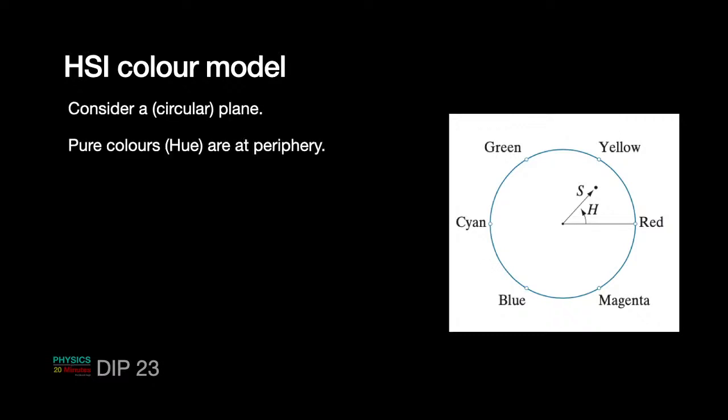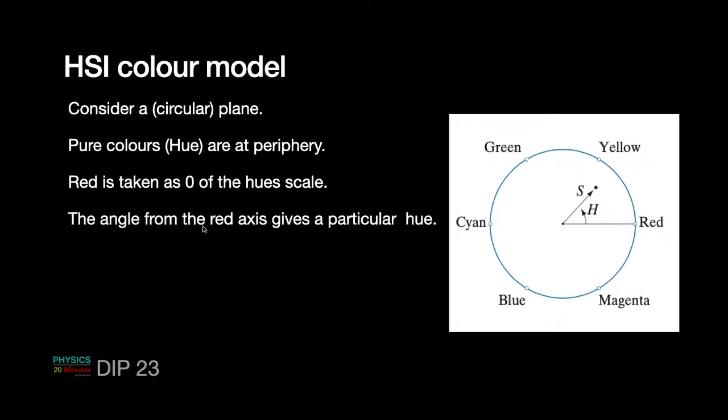So consider a circular plane. Pure colors are at the periphery, as we had discussed. These are all pure colors. Red is taken as 0. Now we are putting some mathematics. So red can be taken as 0 of the hue scale. Remember, again there are shades of red and there is a particular red. I'm not getting into that kind of detail. And then the angle from the red gives a particular hue. So for example, if this is 0 and if I say my hue is at 180 degrees, you are at cyan. If you are at 120 degrees, you are at green. If you are at 60 degrees, you are at yellow, and so on and so forth.